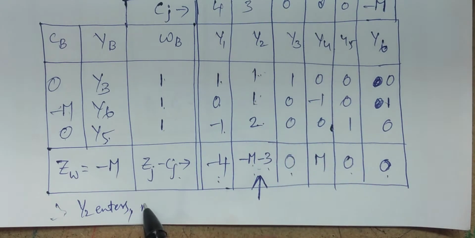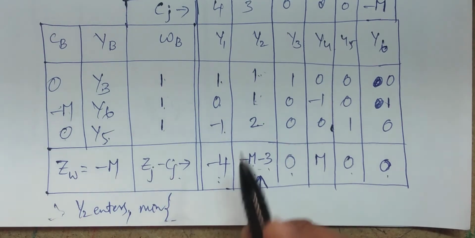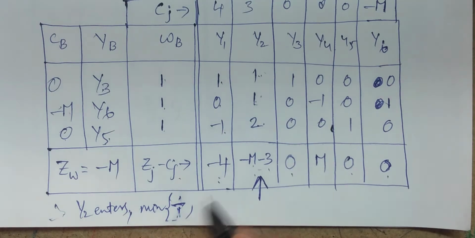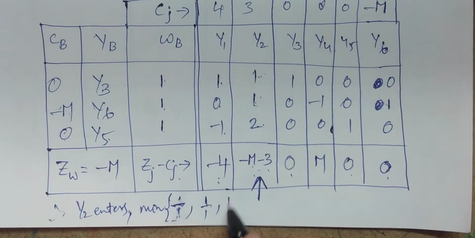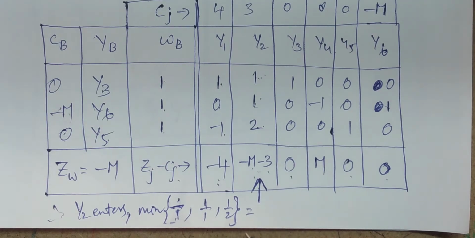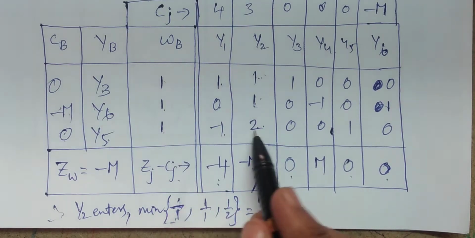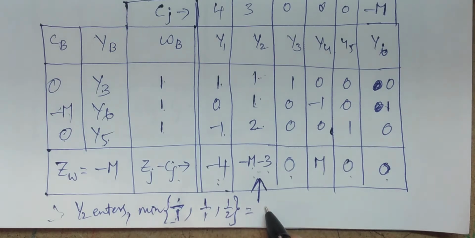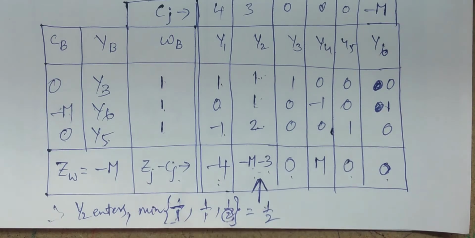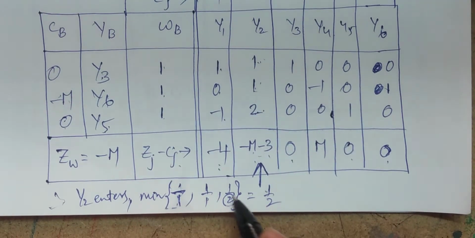So I am calculating the minimum ratio in a single step. I am doing all: 1 by 1, 1 by 1 and 1 by 2. So the minimum ratio is 1 by 2, which is 0.5, while the others are 1. Therefore 1 by 2, that is 0.5, is the minimum ratio. The corresponding element is 2, that is very important.